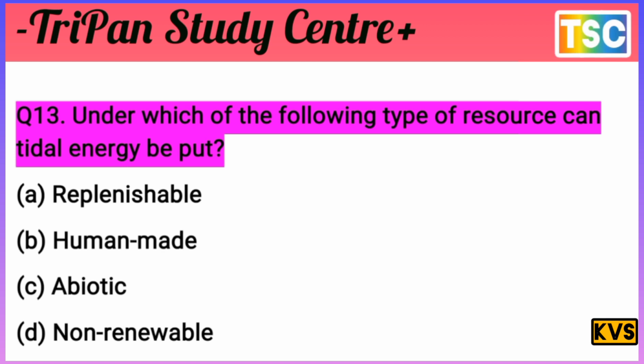The next question on your screen. The question here: under which of the following types of resource can tidal energy be put? That's important, an intelligent question here. The options: A, replaceable; B, human made; C, biotic; and D, non-renewable. That's the most important option here.